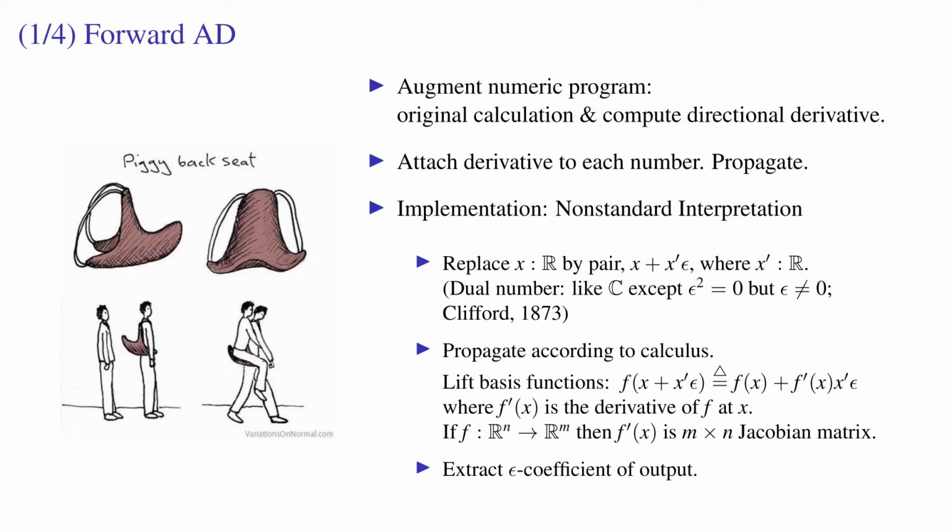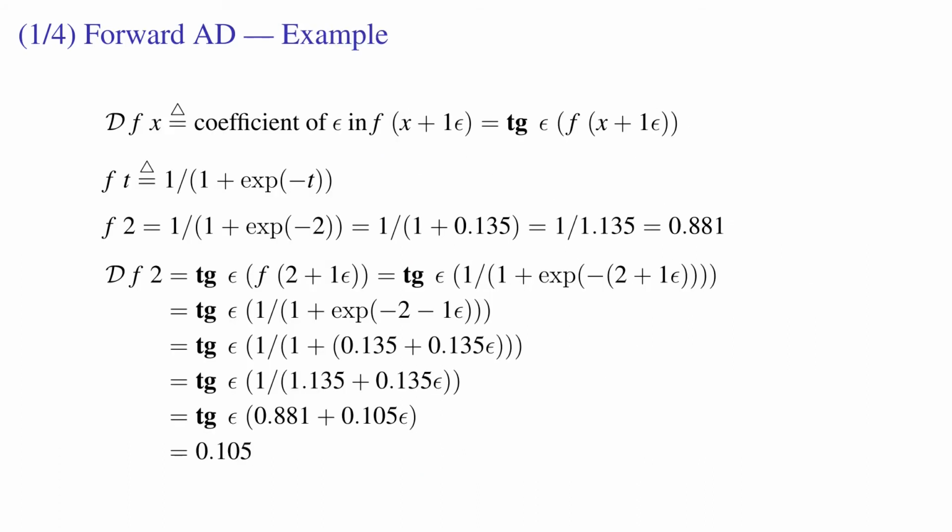So we have x plus x prime epsilon. X is the primal. X prime is the derivative value called a tangent. This is like a dual number. Like a complex number inside the computer, it's represented as a two-element pair. These are propagated according to the rules of calculus, and we have an operator for extracting the epsilon coefficient, the tangent of an output.